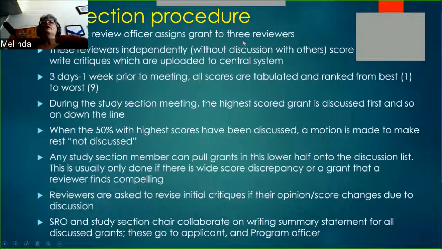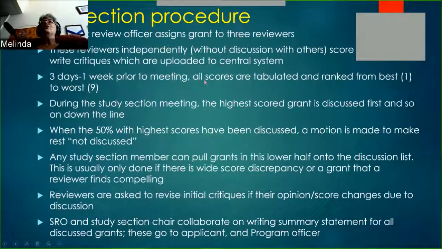When a grant is assigned to the 3 reviewers, the identities of those 3 reviewers are blinded to each other. And all 3 reviewers are certifying that they're not going to discuss the grant with anybody. The goal here is that these 3 reviewers independently, without any discussion from others, score the grant and write independent critiques. So these are meant to be the reviewers' independent assessments, and these are uploaded into a central system. These independent evaluations are due to the NIH somewhere between 3 days and 1 week prior to the meeting.